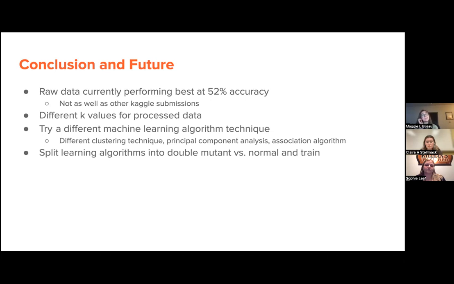We also think it's still wise to control for the double mutant data types, and clearly getting rid of outliers didn't work. So we would suggest splitting the data set into a normal set and a double mutant set, training the machine learning algorithm to recognize if it's a double mutant or not, and evaluating based on that criteria.